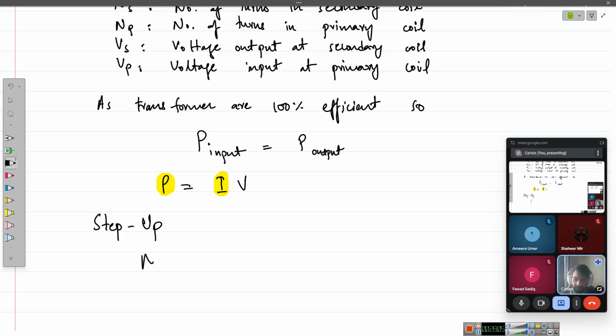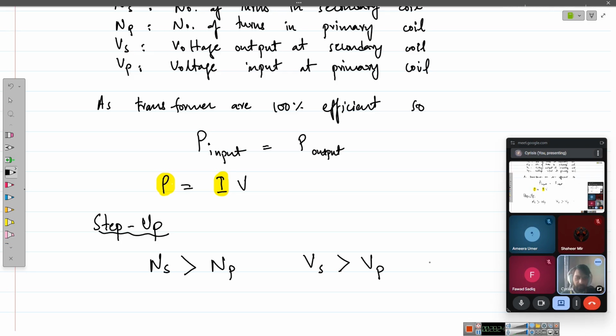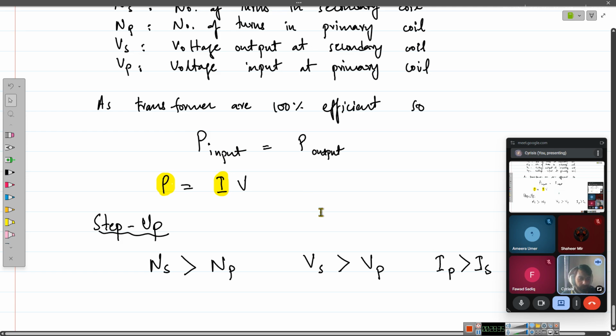we can say that for the step up, the number of turns in the primary and the secondary are like this, right? For the step up transformer, we've got more secondary coil turns than primary ones, right? So the voltage at the secondary would be greater than the voltage of the primary, but the cost is that the current of the primary would be greater than the current in the secondary. In other words, after transformation, the current will reduce, right?